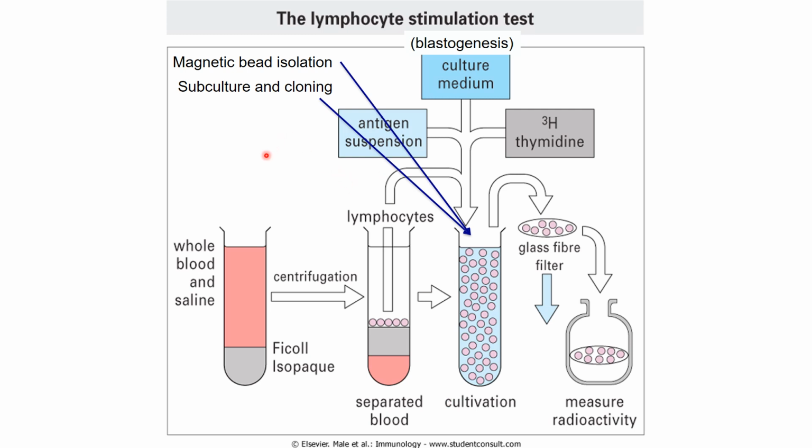The lymphocyte stimulation tests involve whole blood. It is centrifuged, and the lymphocytes are taken out. They are added to a mix of culture medium and antigen, where they are grown, and then these are taken out and measured for their radioactivity to determine the extent, the amount basically, of the response.